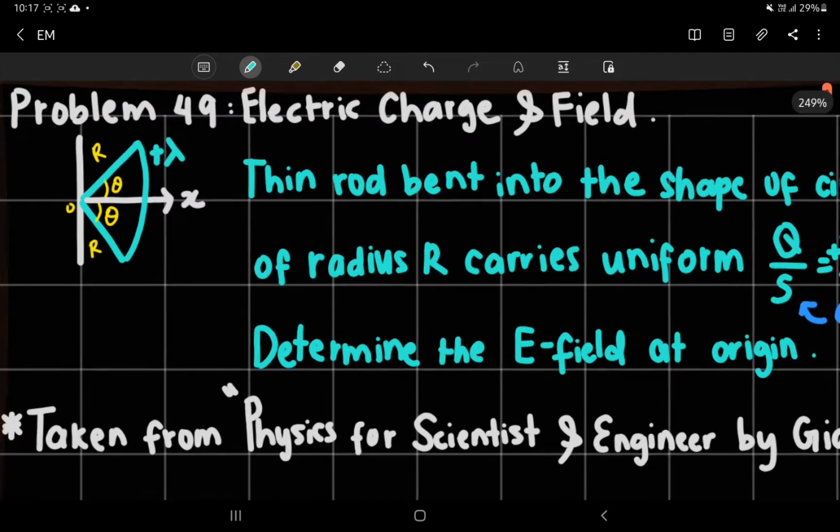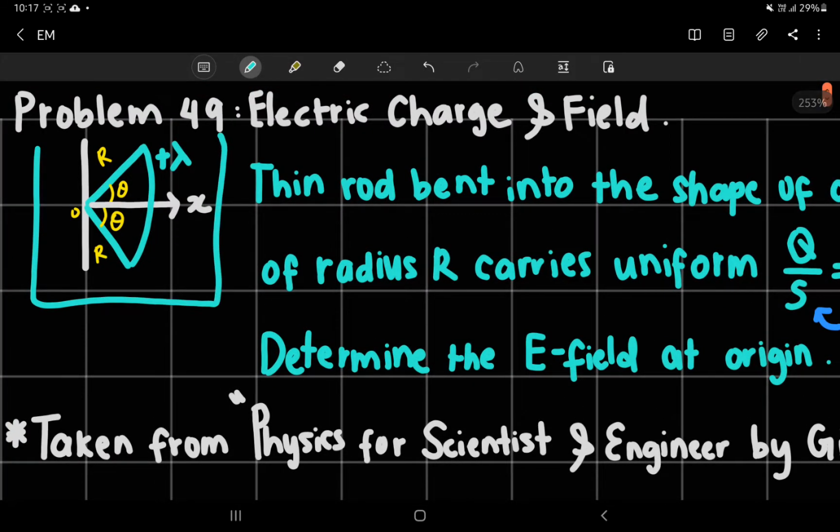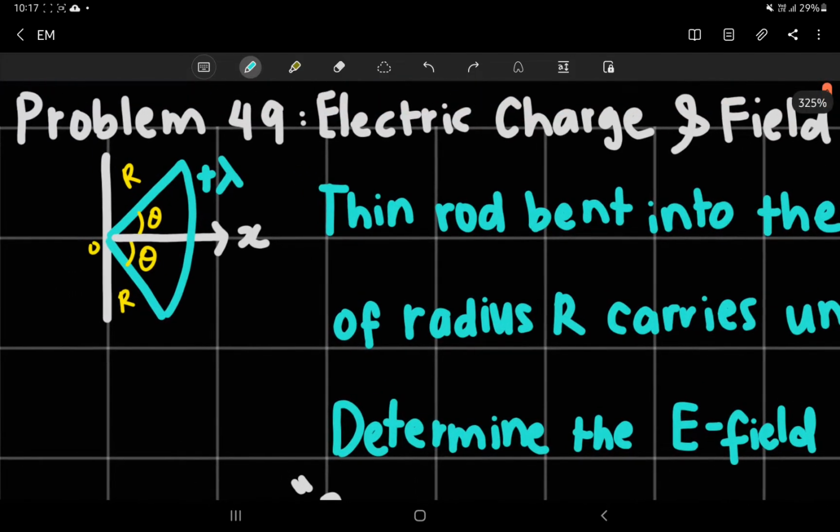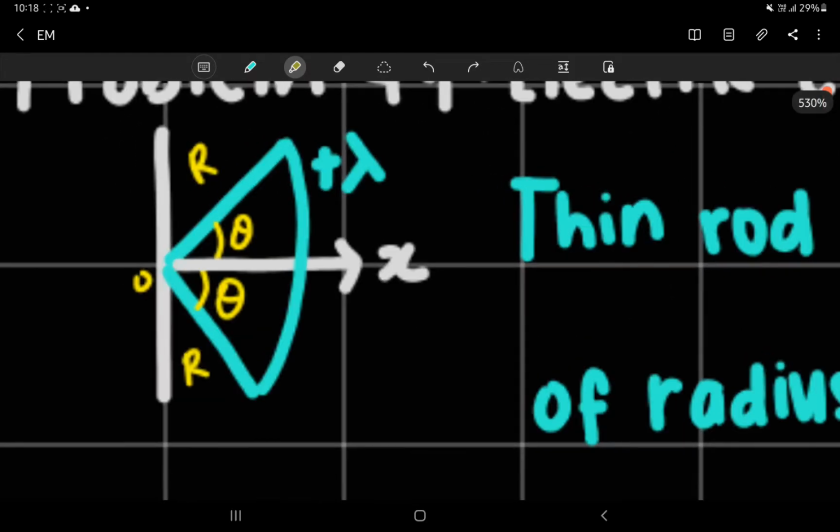So this is the diagram, as you can see. This is the thin rod being bent. The angle theta at the top and the bottom region are the same, which means there is symmetry along the x-axis.